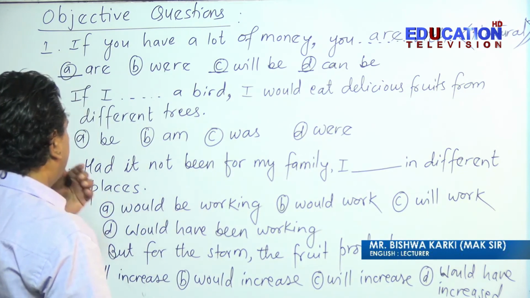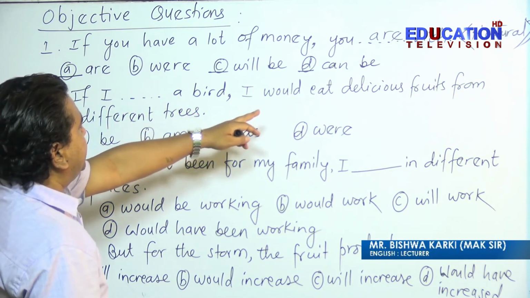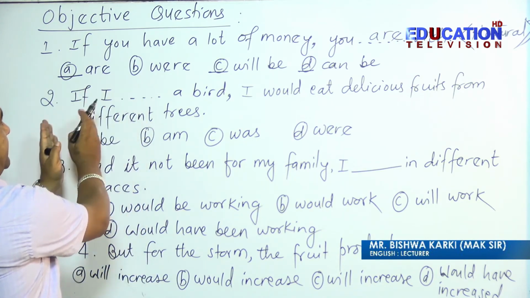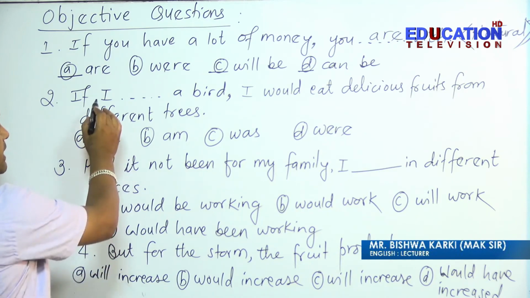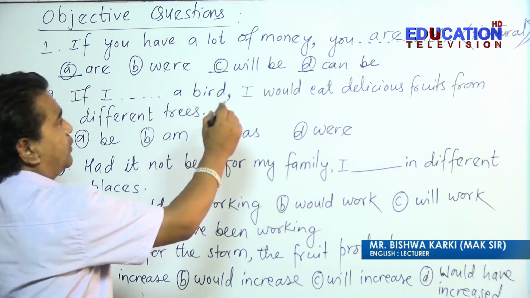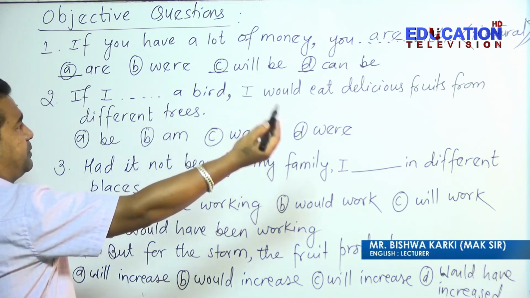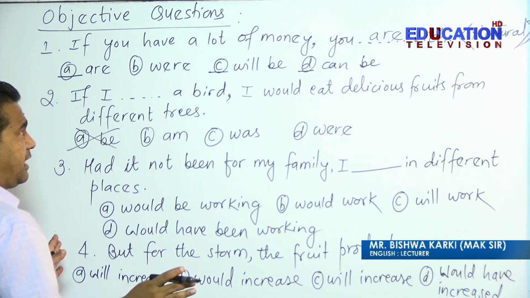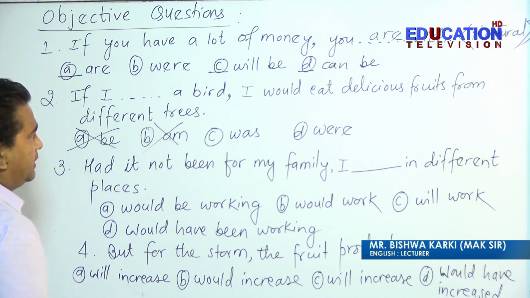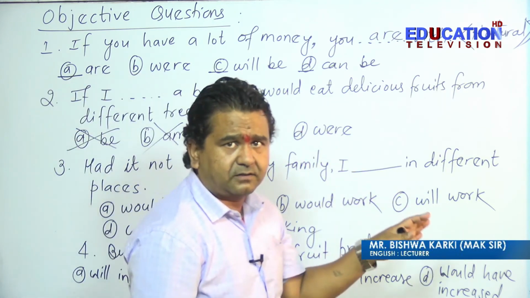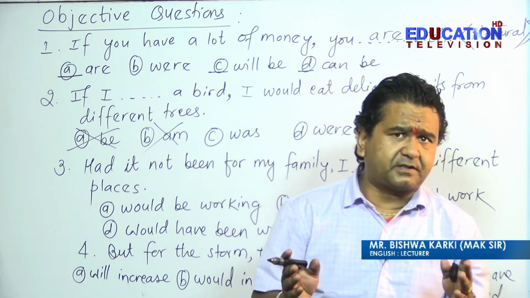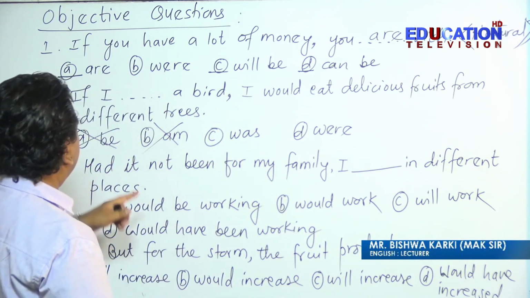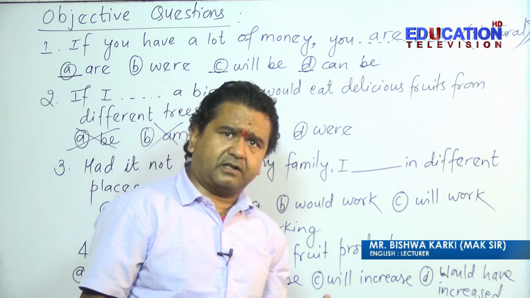Let us see. If I ... a bird, I would eat delicious fruits from different trees. Now our formula is, if we have got if plus simple past, that is subject plus V2, the next side would be would plus V1, could, should, might plus V1. So which one is simple past? This is not simple past. This is present. So it can't be the answer. Am, this is also present. No. Now we have got just 2 options, was and were. Now here is where people make mistakes. Now, you may think I was, because that is the natural one. We generally say I was.